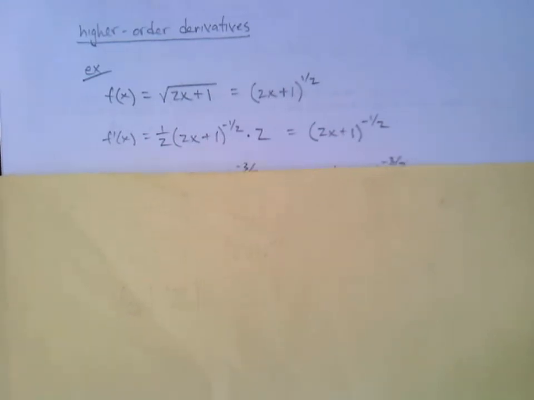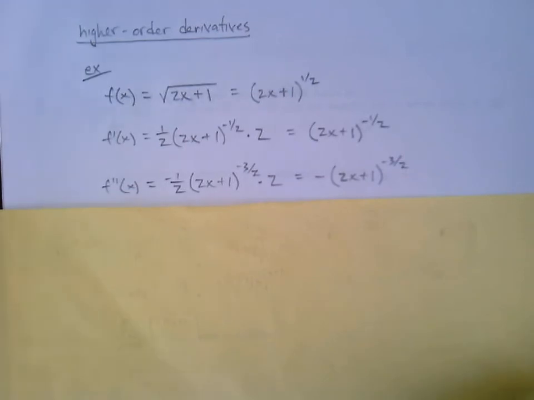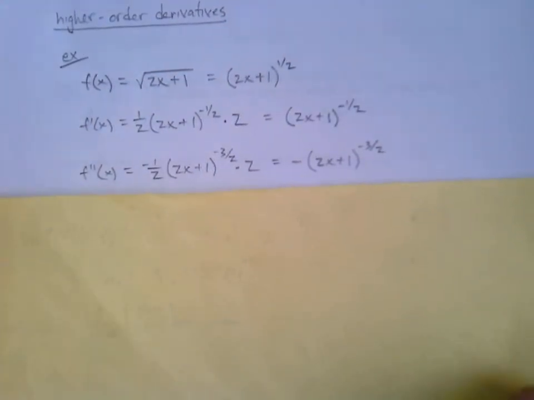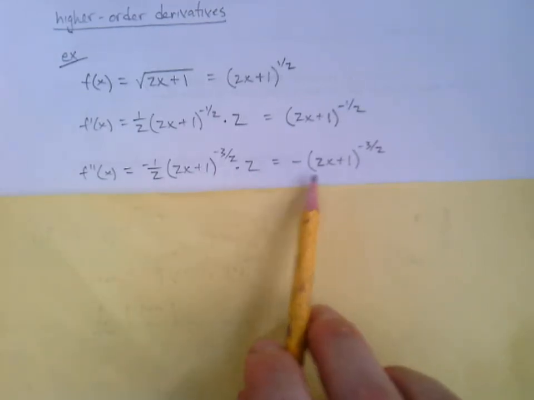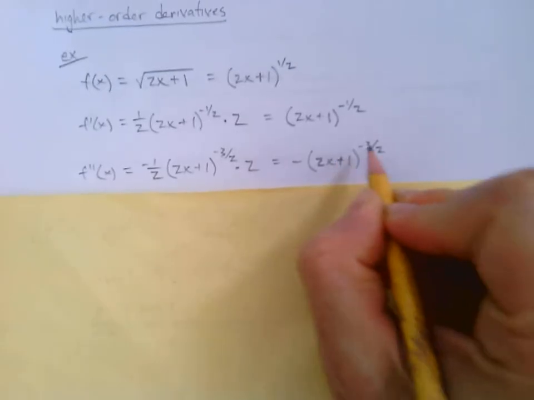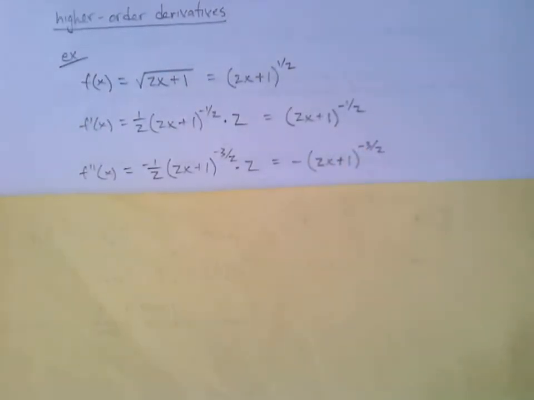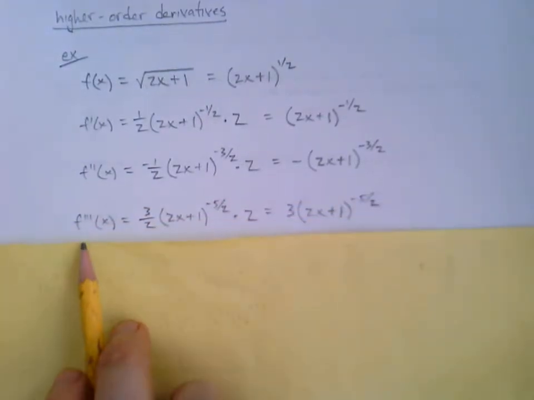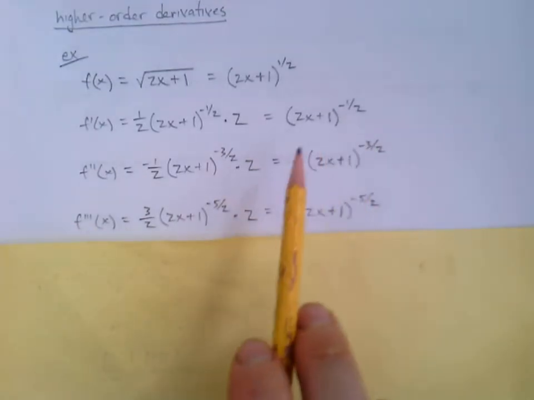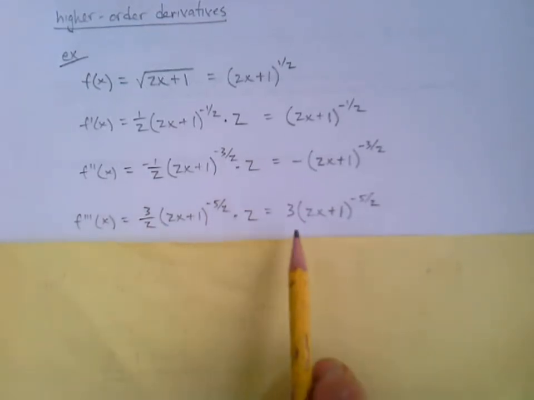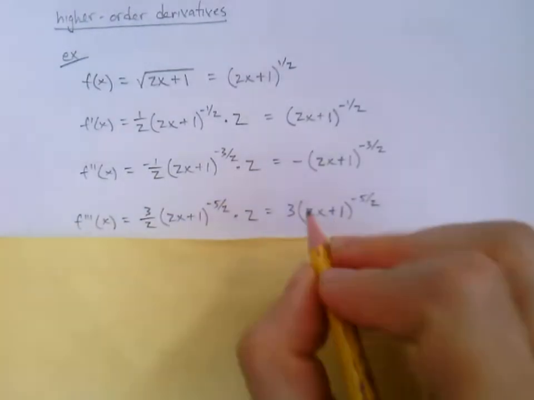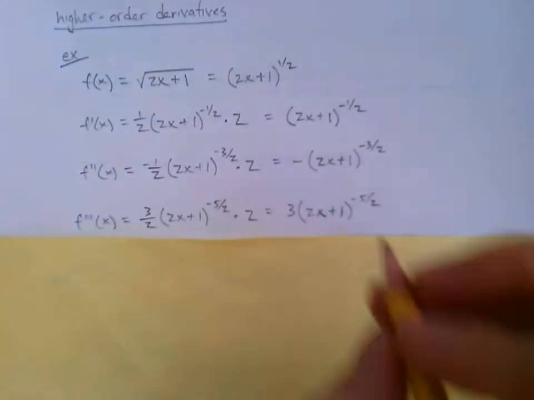All right, let's look at the second derivative. Well, again, we've got a chain rule, and multiplying by 2, the 2's cancel out. So we have negative 2x plus 1 to the negative 3 over 2. Hey, why stop there? Let's look at the third derivative. We'll call it f triple prime of x. And going again, the exponent multiplies down, positive 3 over 2, to the negative 5/2. The chain rule again, we get positive 3 times 2x plus 1 raised to the negative 5 over 2.